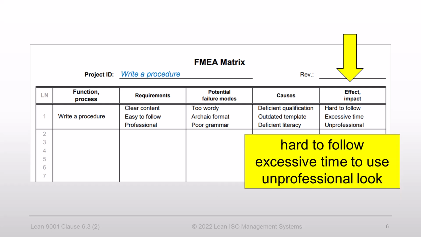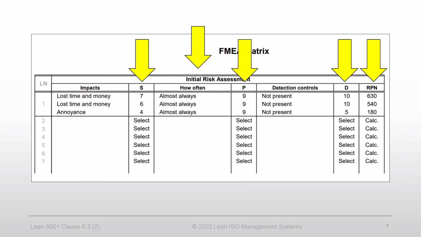Let's get started. In the previous video, on a simple example of a process writing a procedure, we identified the potential impacts of poorly written instructions on the system. These are: the procedure is too wordy and hard to follow, it takes excessive time to use, and it has an unprofessional look. Identifying the impacts was a good start, but now we have to quantify these impacts to prioritize them. The next page in our FMEA matrix does precisely that.